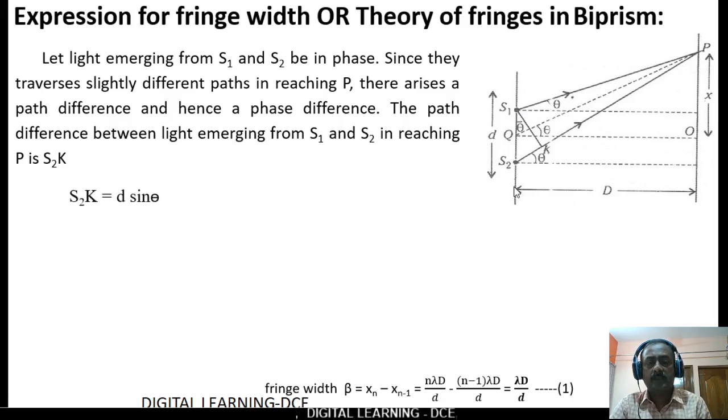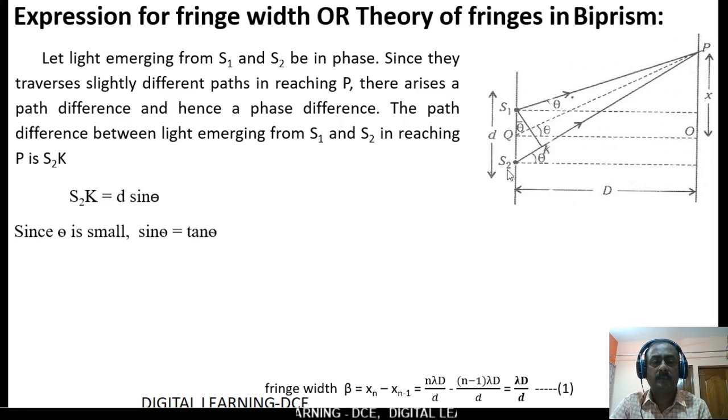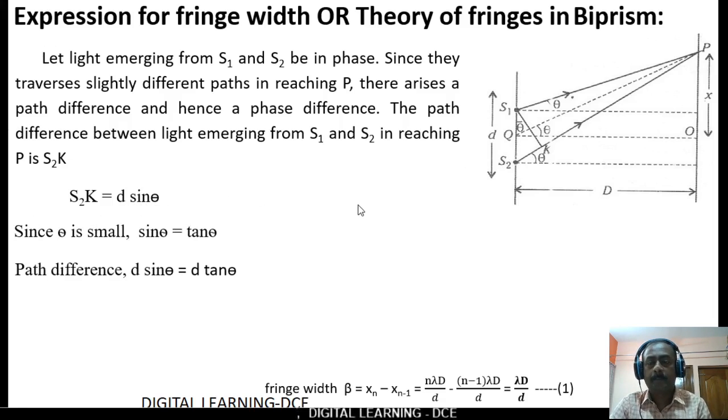Therefore, the path difference S2K is equal to d sin theta. Here in the triangle S1S2K, sin theta is defined as opposite by hypotenuse, that means S2K upon d, the distance between the two sources S1 and S2. Therefore, S2K is equal to d sin theta. Since theta is very small, sin theta is equal to tan theta. The path difference should be d sin theta equals d tan theta, and you can substitute this for the path difference S2K.